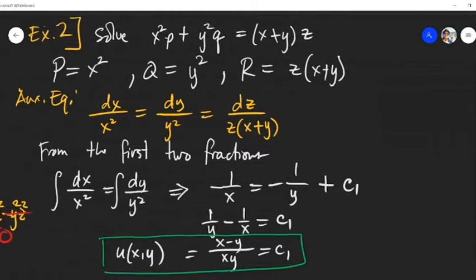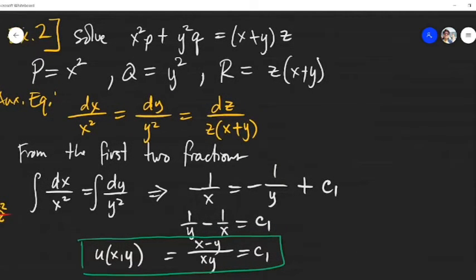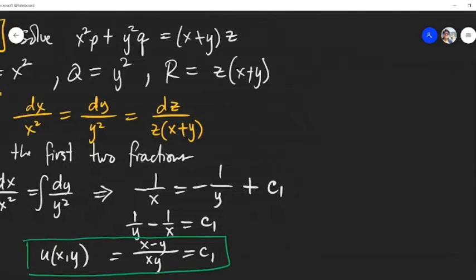So for the second solution, let's pair the other two. But as you can see, the third fraction is composed of three variables, x, y, and z. And even if we equate it with the first or the second fraction, we cannot find an integrable expression for the third that we can simplify. So we're going to use the multiplier method for the second solution.